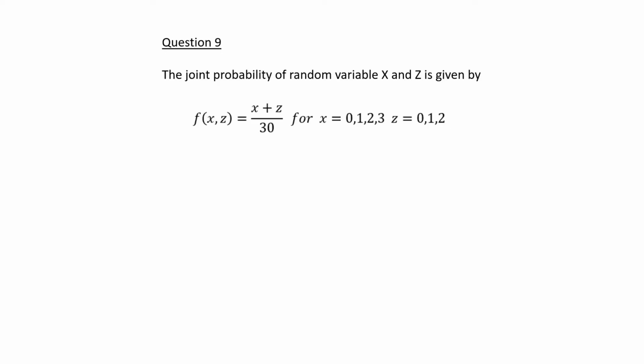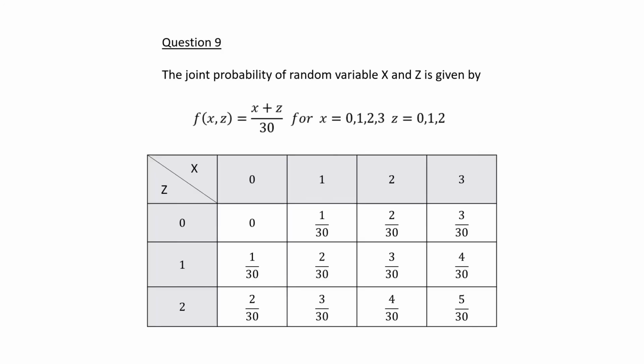Assalamualaikum warahmatullahi wabarakatuh. My name is Ni'ani Sofia binti Ni'afizi, and I will be explaining the last question, which is question 9. The joint probability of random variables x and z is given by f(x,z) equals x plus z divided by 30 for x equals 0, 1, 2, 3 and z equals 0, 1, 2. So we know that this is a discrete random variable, therefore we can present the probability distribution in table form, and after substituting each of x and z's values into the function, we will get these probabilities.